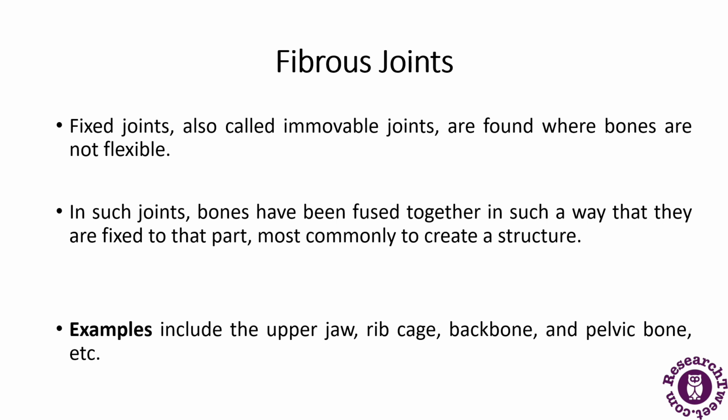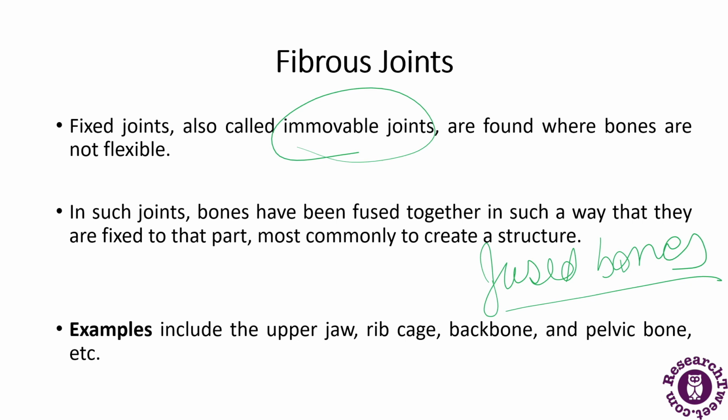First of all, the fibrous joints. These are the immovable joints and they are found where the bones are not flexible. In these joints, bones have been fused together in such a way that they are fixed, commonly to create a structure. A prominent example of a fixed joint is the skull, which is made up of a number of fused bones.